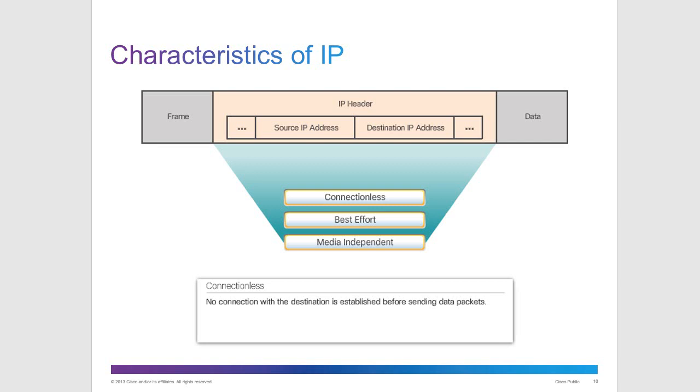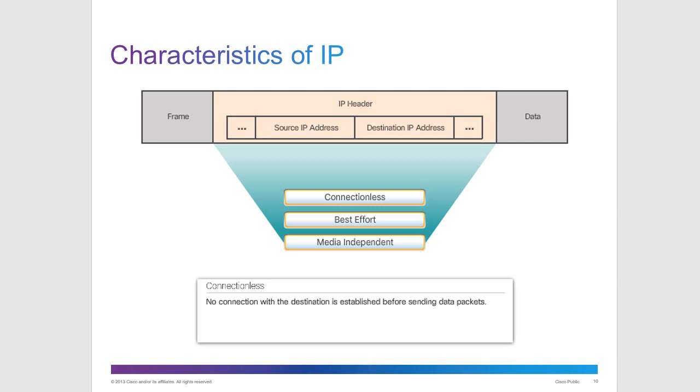In fact, the media and dealing with that, we've already saw that's the job of layer 2 on down. So different layers take care of those items. Inherently, IP is connectionless, best effort, and media independent. Doesn't care about any of those things. It's going to make its best effort to get things delivered, doesn't establish a connection, and doesn't care what type of media you're using.